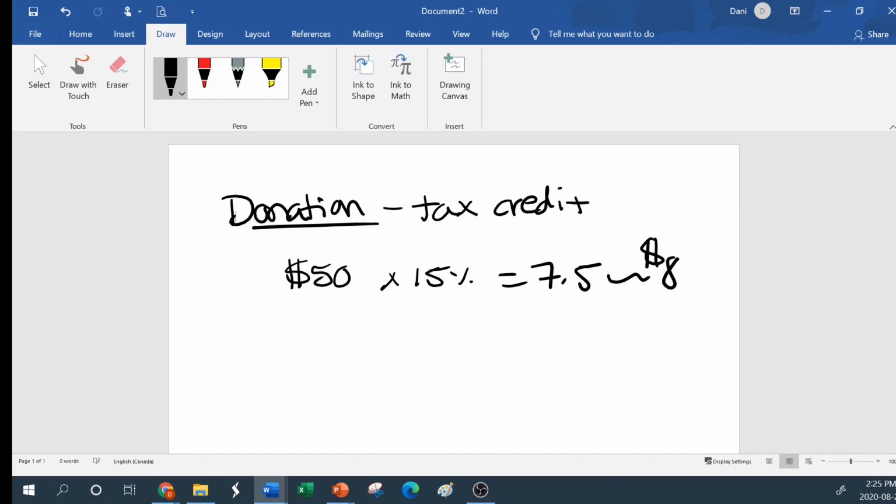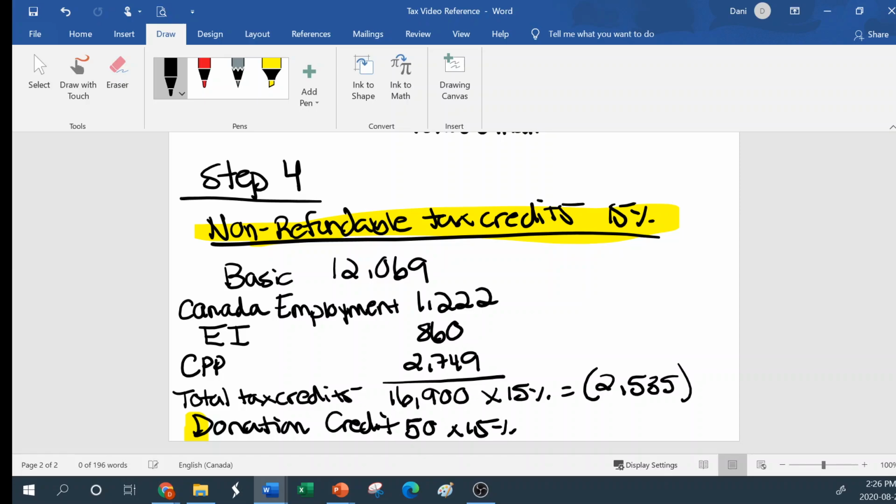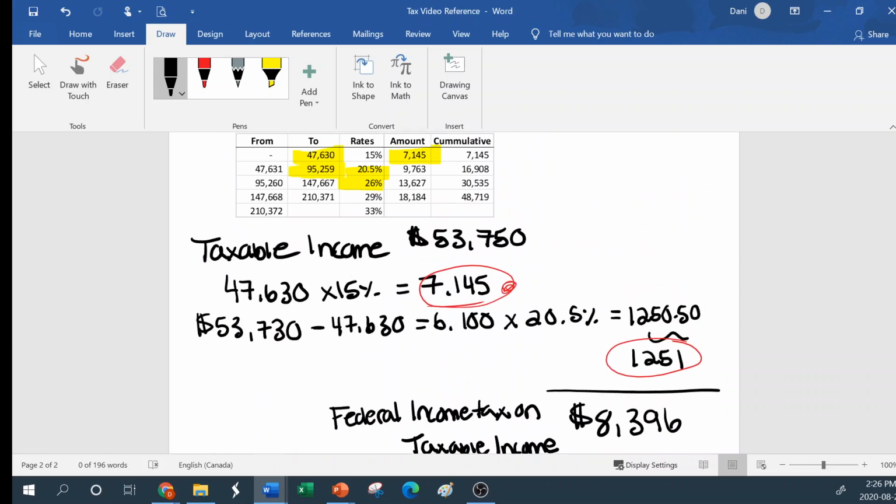So we would get an additional $8 tax credit, meaning that if we looked at the amount we owe, we would have this additional credit. So it would say donation credit. And again, it would be our 50 times 15% for $8, and we would just add that $8 to the tax credits that we've already calculated. So something else to watch out for is the different types of tax credits that you can qualify for.